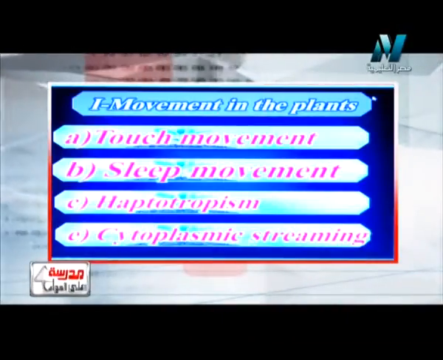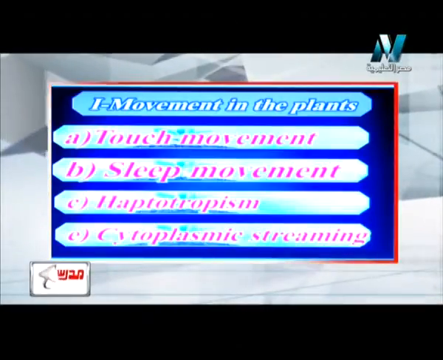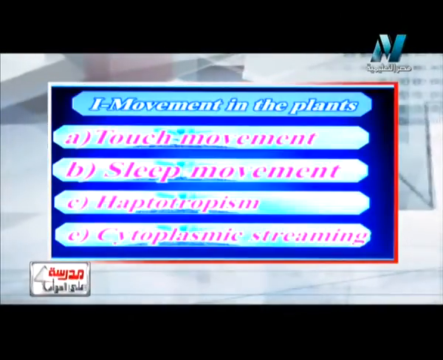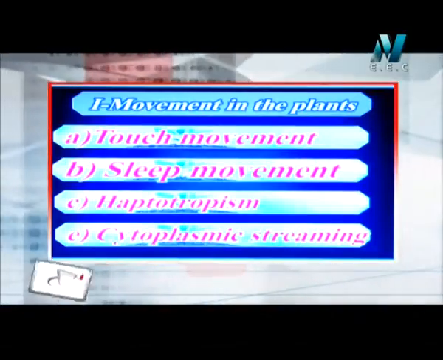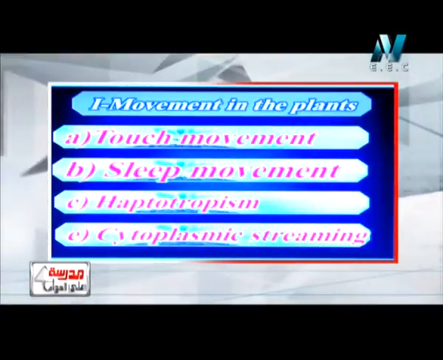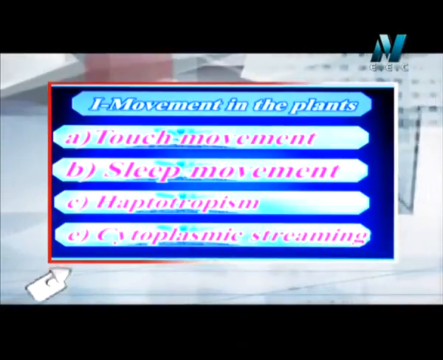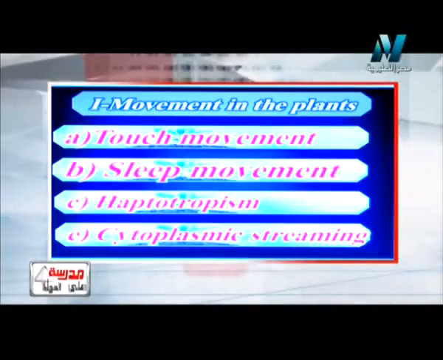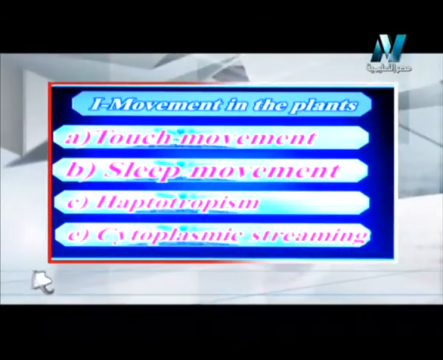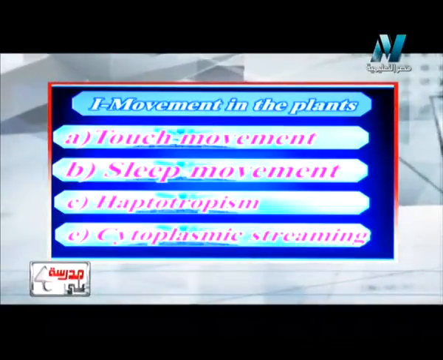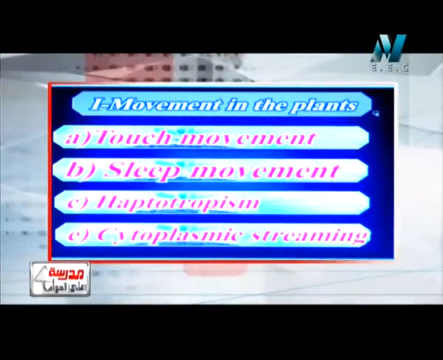The movement in all living organisms is divided into the continuous movement, the local movement, and the movement from place to place. But these are the four types of movement in plants. The first is the touch movement. The second is the sleep movement. The third is haptotropism, which is called the pulling movement. And the fourth one is cytoplasmic streaming as a kind of movement in plants. So what about the first kind of movement in plants?